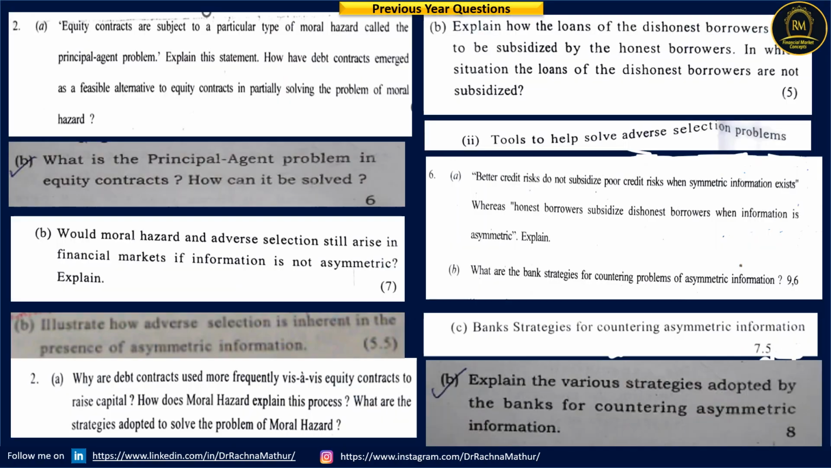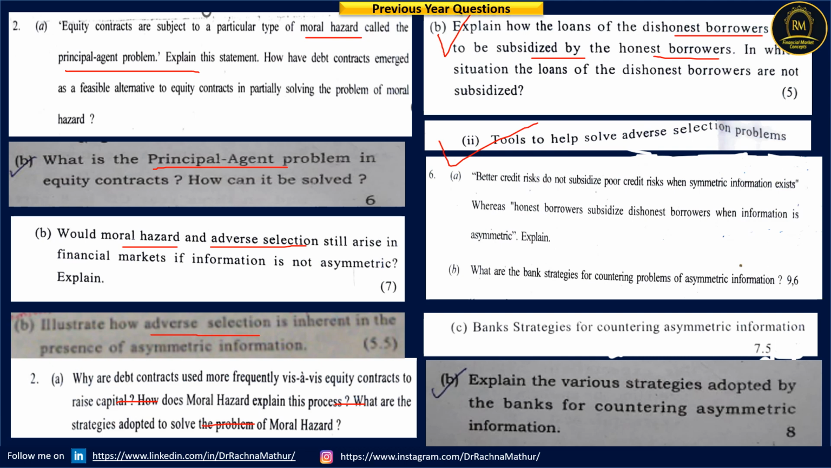Let's see some previous year's question on asymmetric information. The questions are from moral hazard, principal agent problem. The question on principal agent problem, moral hazard and adverse selection. The question on adverse selection. Question on debt contract and equity contract related to moral hazard. Then the very important question, adverse selection, how the loan of a dishonest borrower tend to subsidize by honest borrower.